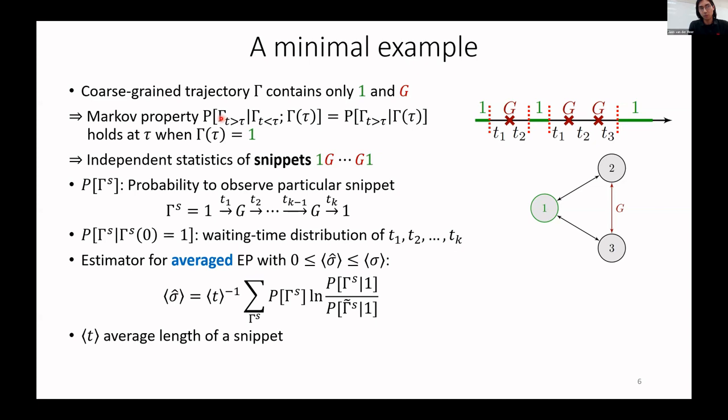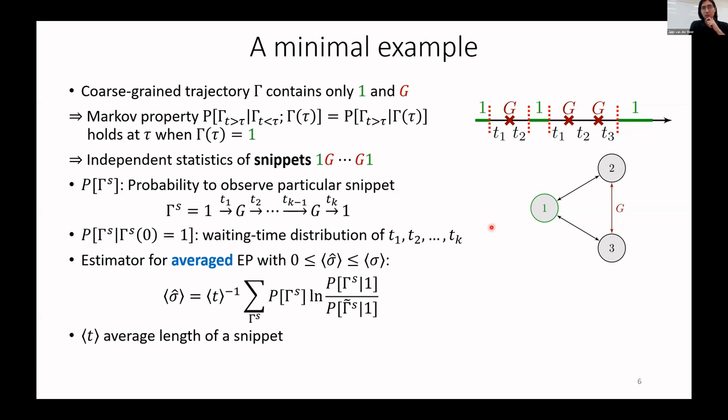we see that the Markov property, which holds whenever you are in state 1, gives you statistically independent waiting time distributions for these snippets here. And given these distributions, you can write down an entropy estimator, which looks roughly similar to what you expect from a Kullback-Leibler divergence, namely a sum over the probability to see the forward snippet times the logarithm of the probability to see the forward snippet divided by the probability to see the backward one, which in hindsight is not too surprising, but this is just a quantitative statement of the fact that you can still discern non-equilibrium in this kind of setup.